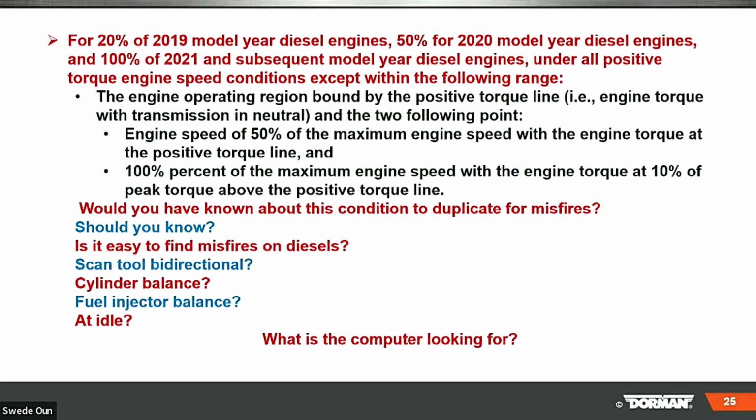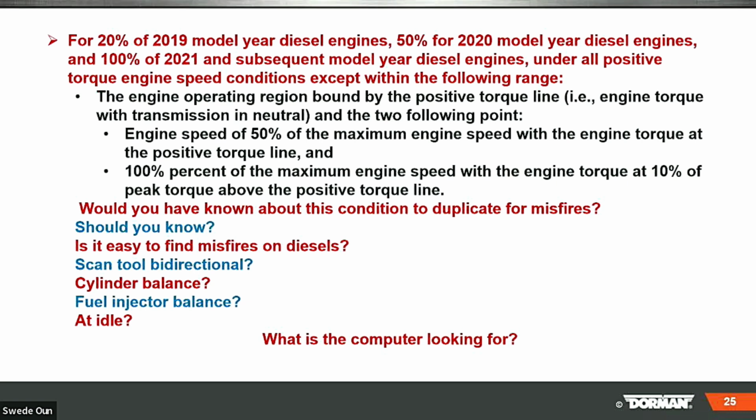Again, for 20% of 2000, diesels 50, 20, 20, and so on, engine operating conditions. So the bottom line is I'm going to move a little bit fast to make sure we get through everything. Would you have known about this condition to duplicate for misfire? Should you know? Is it easy to find misfires on diesels? You guys that work on diesels, not really, right? Scan tool bidirectional. Does your scan tool do that? That all helps out, guys, if we can get into cylinder contribution, fuel injector balance, and so on.